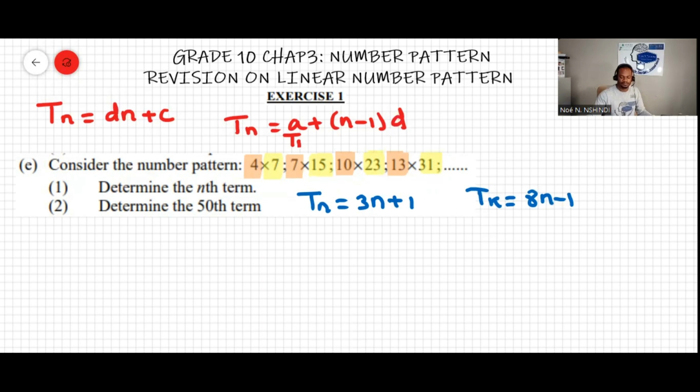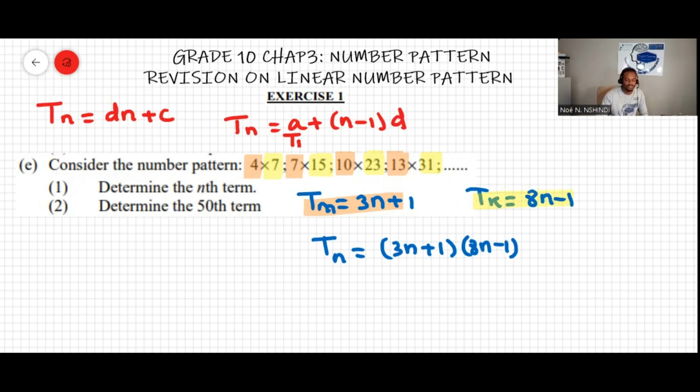I'm saying it's actually this pattern multiplied by this other pattern. So we can write it as, let's call it M, I call it M. So Tn will be equal to 3n plus 1 times 8n minus 1. So this is the general formula.